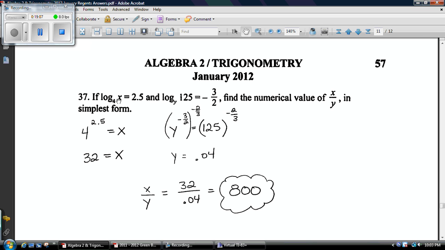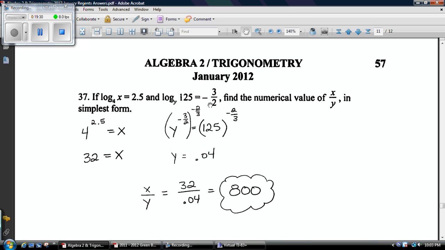Logs. Remember, logs. Here's our triangle right here, the Bermuda Triangle: the base, the result, the exponent. That's how I teach it in my class, because logs are always confusing and we always get lost in the Bermuda Triangle. So base, result, exponent, which means if we convert back into exponential form, 4 raised to the 2.5 power is x.